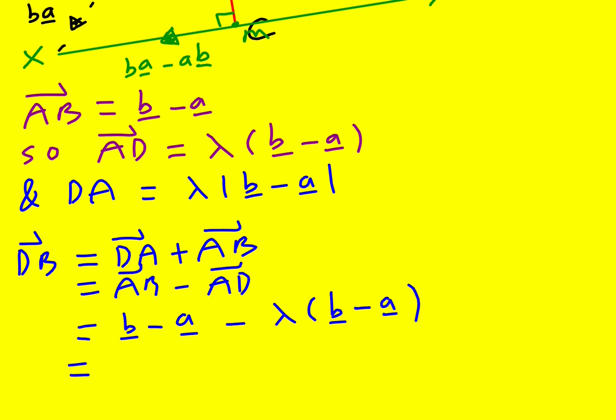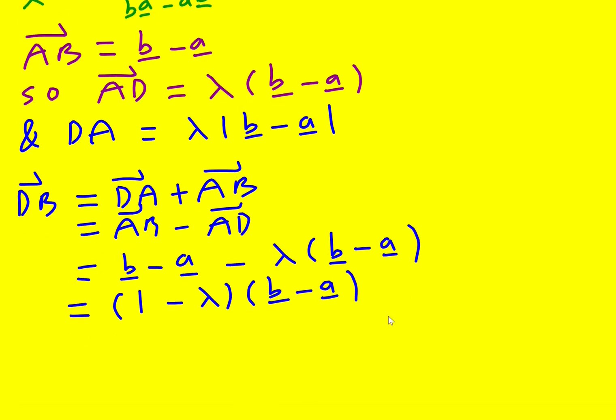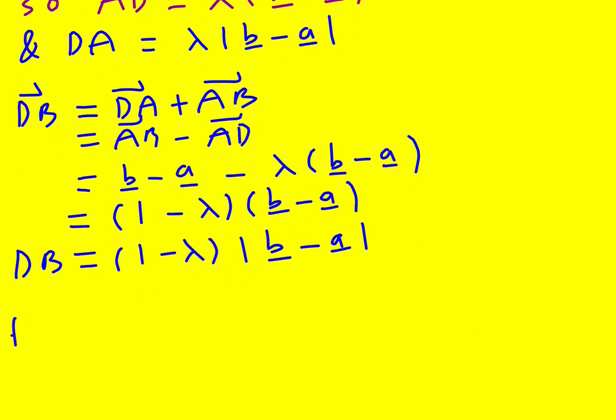There's a common factor of b minus a, so I can actually factorize out 1 minus lambda and then b minus a. And therefore dB is just going to be the magnitude of this. Now, lambda is between 0 and 1, so this will be positive, and I don't need to do anything with that, and I can just write it as 1 minus lambda, again, times the magnitude of b minus a. Brilliant.